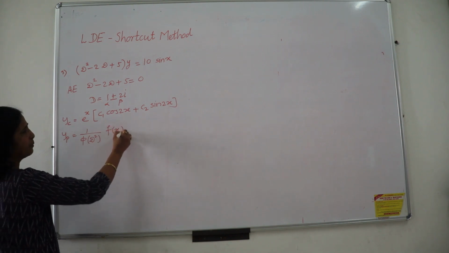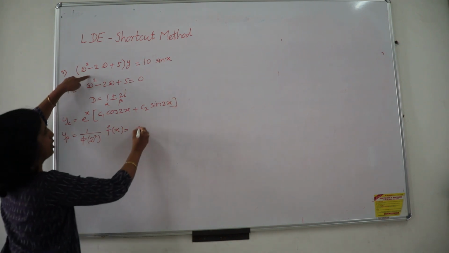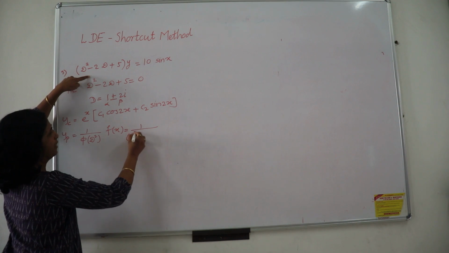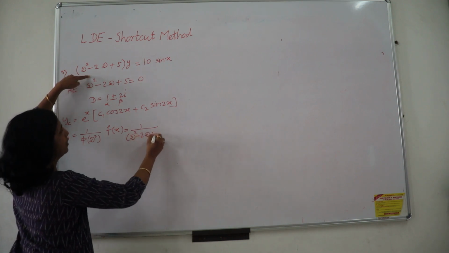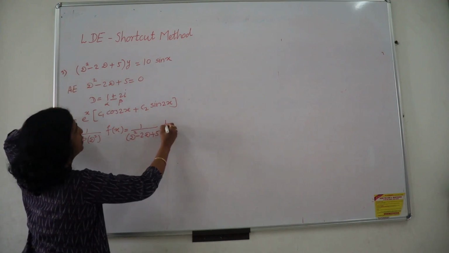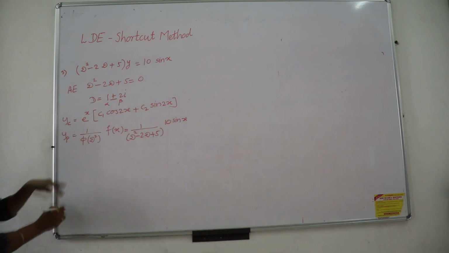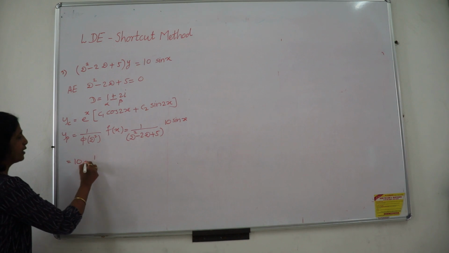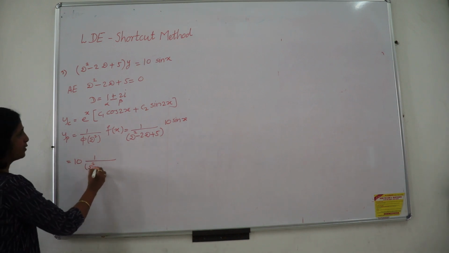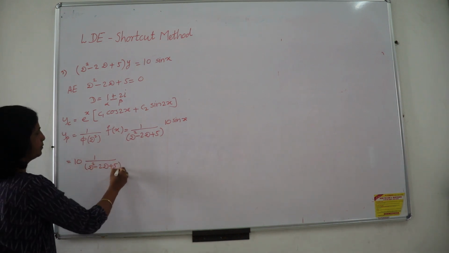Let's go a little bit faster now. So this is 1 upon, because these are the formalities, we should not waste a lot of time on that. So here I have the function 10 sin x. Don't worry about this, 10 is a multiple, it can be taken outside. So this is 10, 1 upon D square minus 2D plus 5 of sin x.